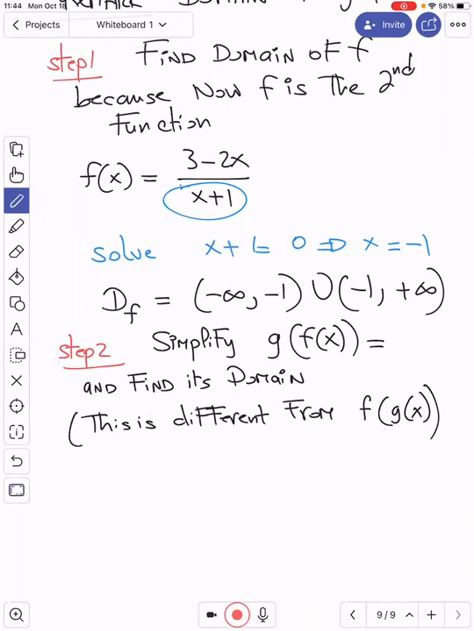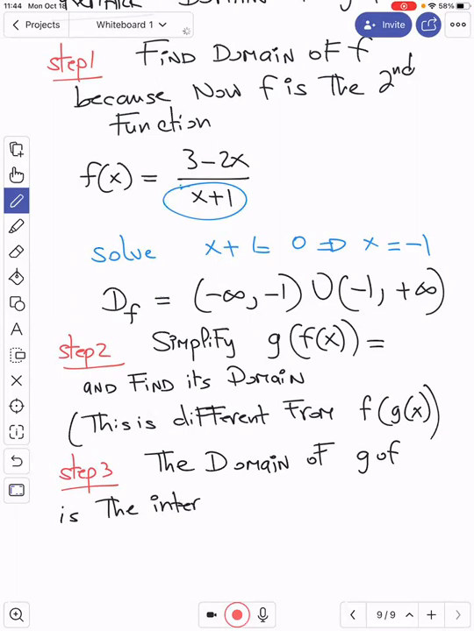And then as a step number 3, we need to take the intersection. So the domain of g composed with f is the intersection of, again, the domains in step 1 and 2.